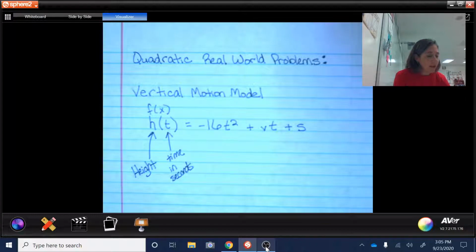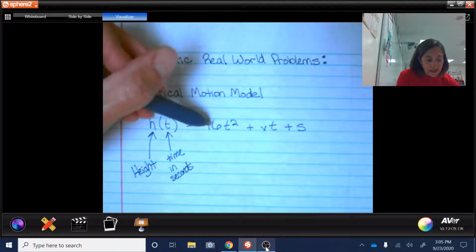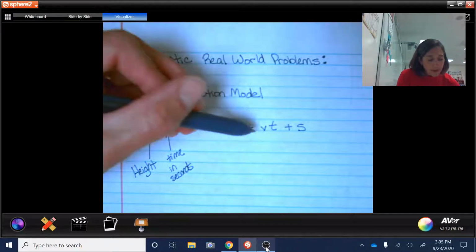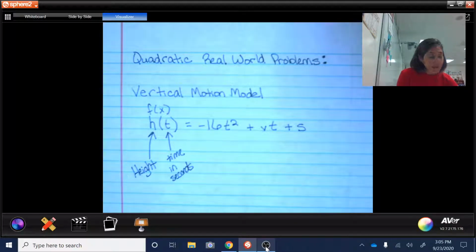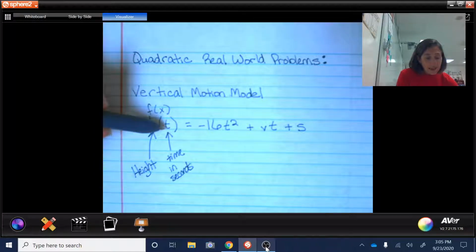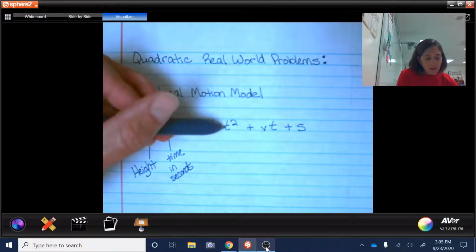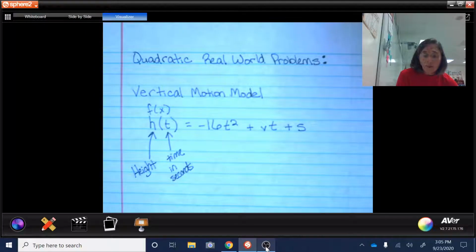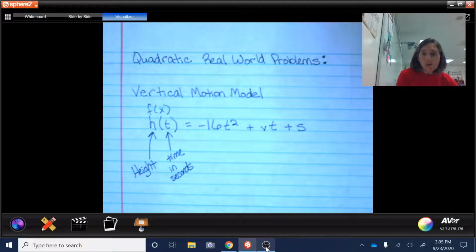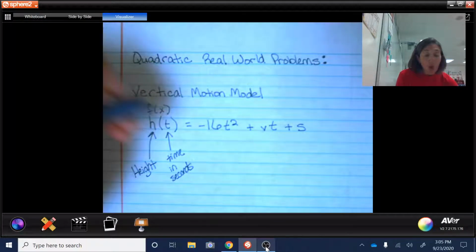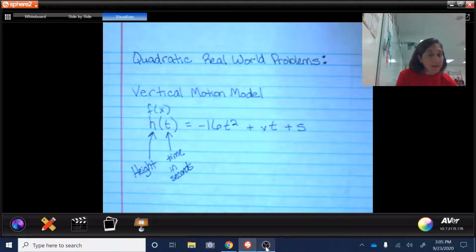So here's the equation that we're going to use. It's negative 16 times t squared plus vt plus s. Now I need to explain what some of these letters mean. So t is your time in seconds. That shows up a couple of times in the formula. Negative 16 accounts for acceleration due to gravity. That will always be there. That's a constant that you will always see as your a value. It's what's in front of your t squared in this case.